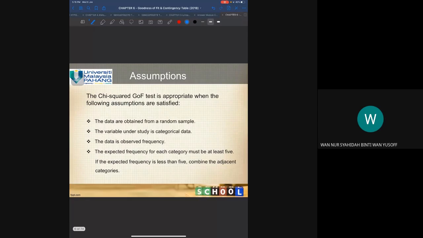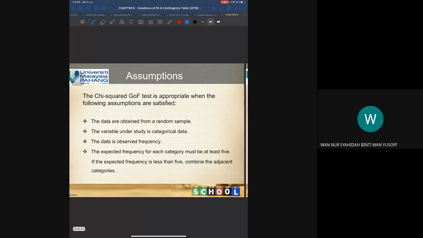So these are the assumptions of your GOF. The data is obtained from a random sample. The variable under study is categorical data, only qualitative data, not quantitative data. The data is an observed frequency. The expected frequency for each category must be at least 5. If the expected frequency is less than 5, combine the adjacent categories.